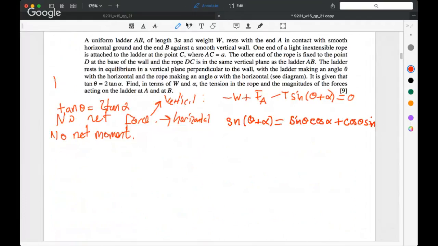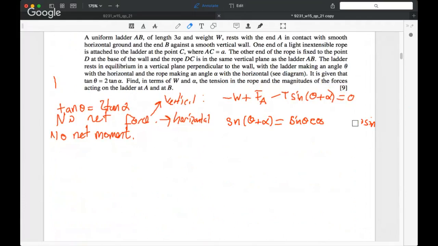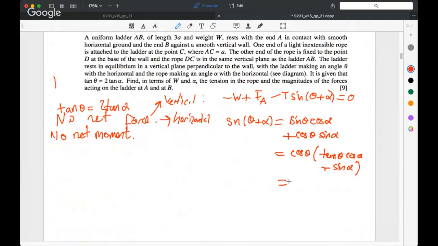Let me write that here. And then add on cos theta sine alpha. And then if you bring out a factor of cos theta, tan theta, cos alpha, and then you add on sine alpha, and then you can use the fact that I wrote before that tan theta is 2 tan alpha.